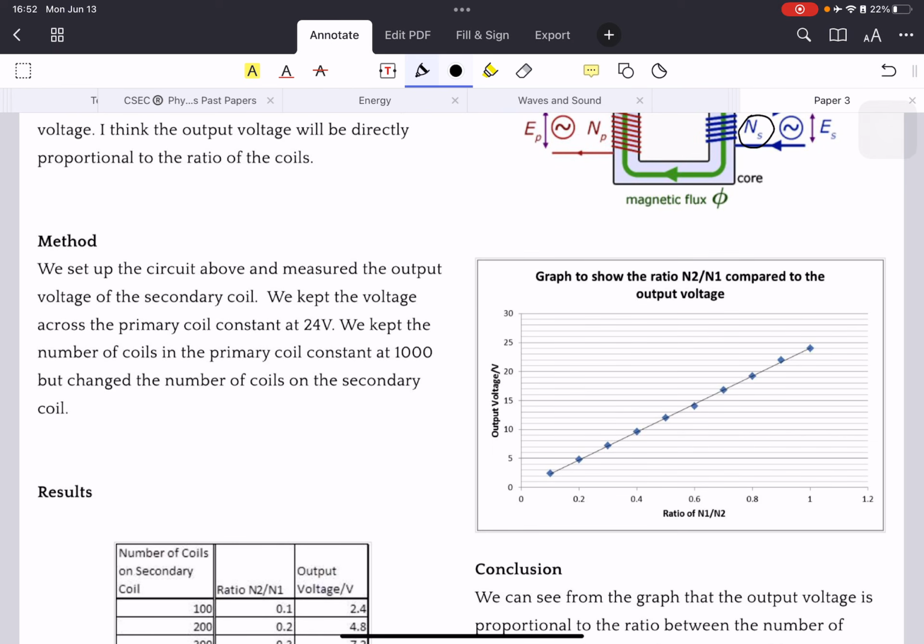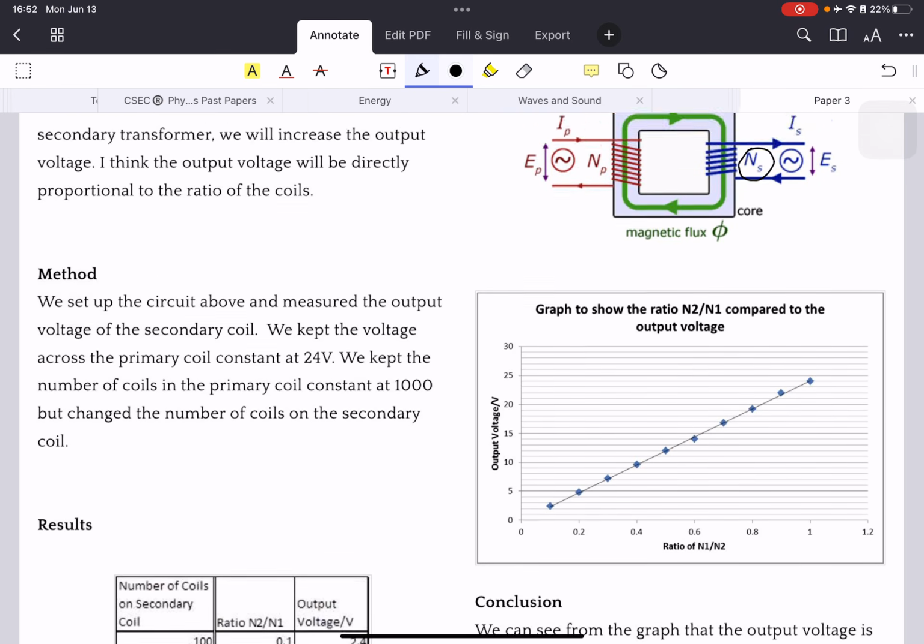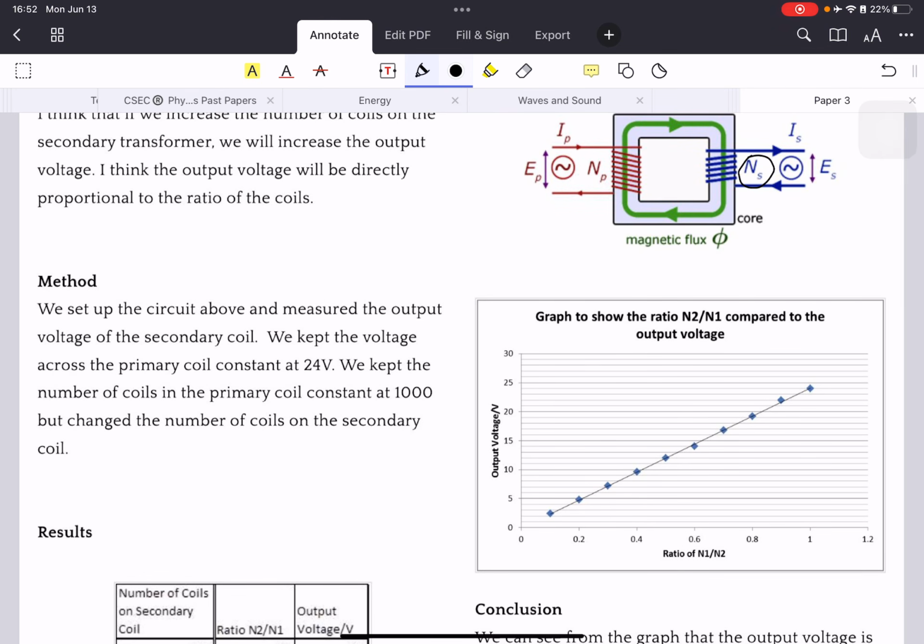So you set up the circuit, and you have a set voltage in the primary section. In this case, we set the voltage to 24 volts. And we keep the number of coils in the primary coil at 1000, so we wrap the wire 1,000 times in the transformer. This is why you will not actually have to do this experiment. It will take hours, right? So this is a theoretical experiment. What we are changing is the number of coils in the secondary part of the transformer.